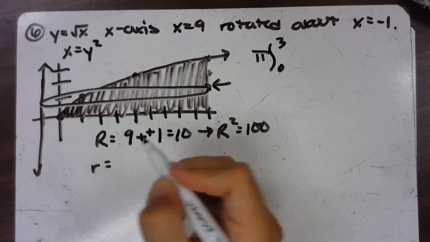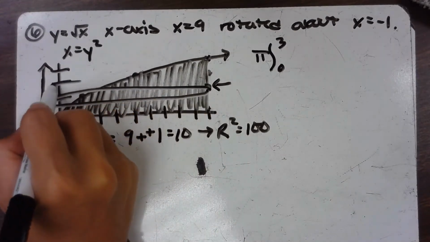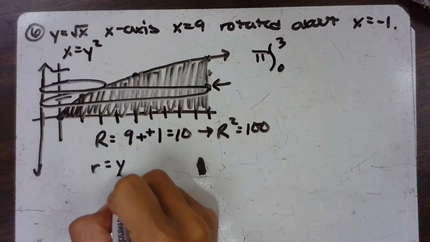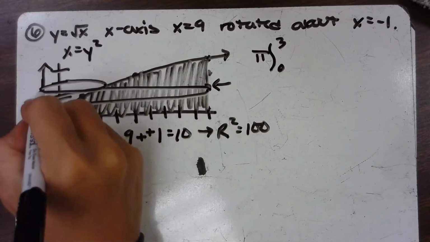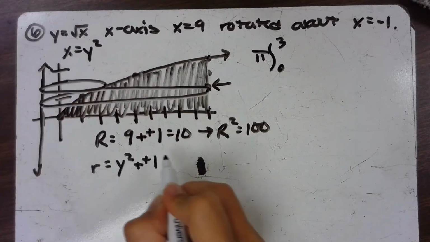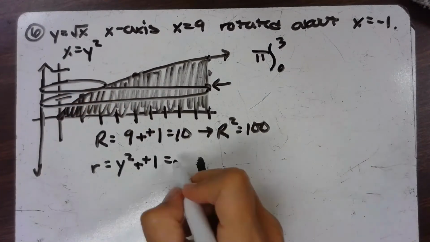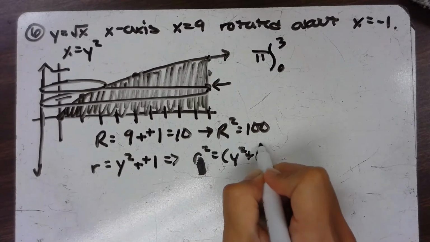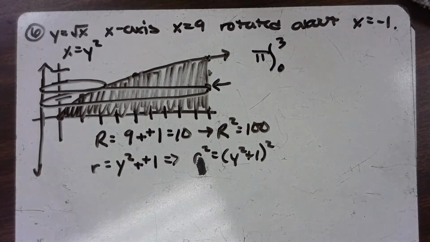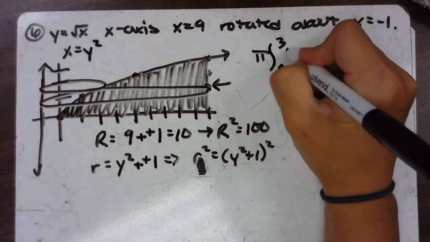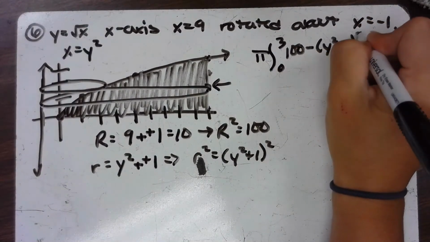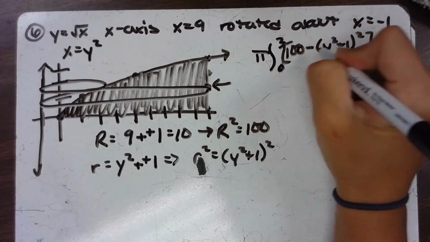Now little r. Okay, little r is coming from here. It's coming from this equation right here, which is y squared. And then minus, I hit the axis of rotation, which is -1. Now, when I square r squared, I'm just going to do y squared plus 1, all squared like that. All right, so I'm doing 100 minus y squared plus 1 squared. I'm going to put brackets around this, dy.